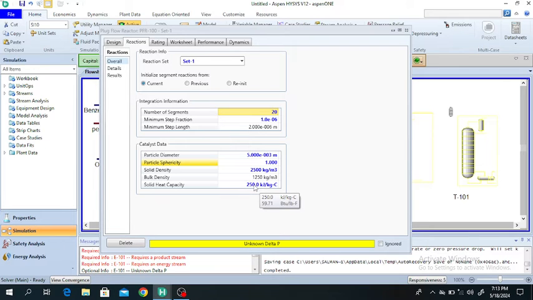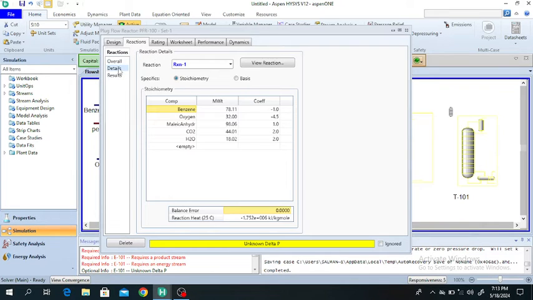So if you have information about the heat capacity of the catalyst particle, meaning the Cp value of the catalyst, you can put in, like, 300, 400, 500 kilojoule per kilogram per degree centigrade. Okay. Now it shows the unknown delta P. What is the delta P in your reactor?